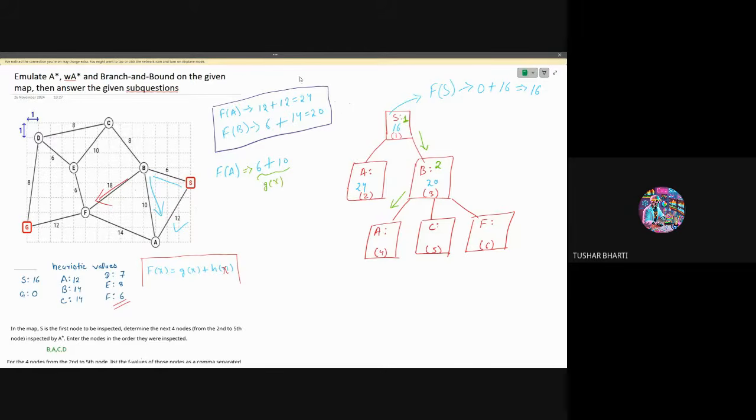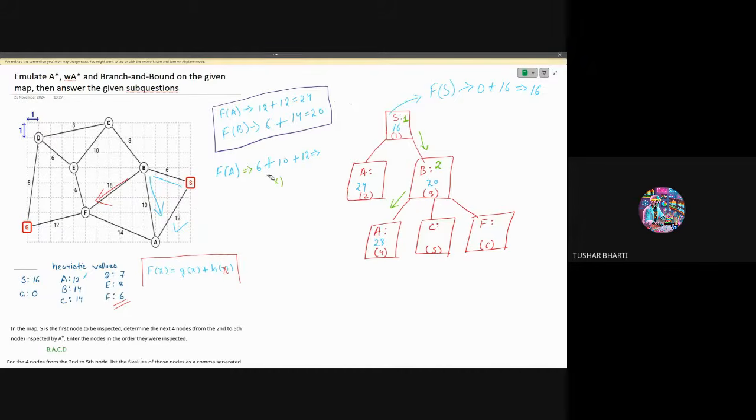Now we will write the heuristic value. Heuristic value for A is 12. You can see here, so 12. So what is the total? 6 plus 10 is 16, 18 plus 12 is 28. This will be 28.